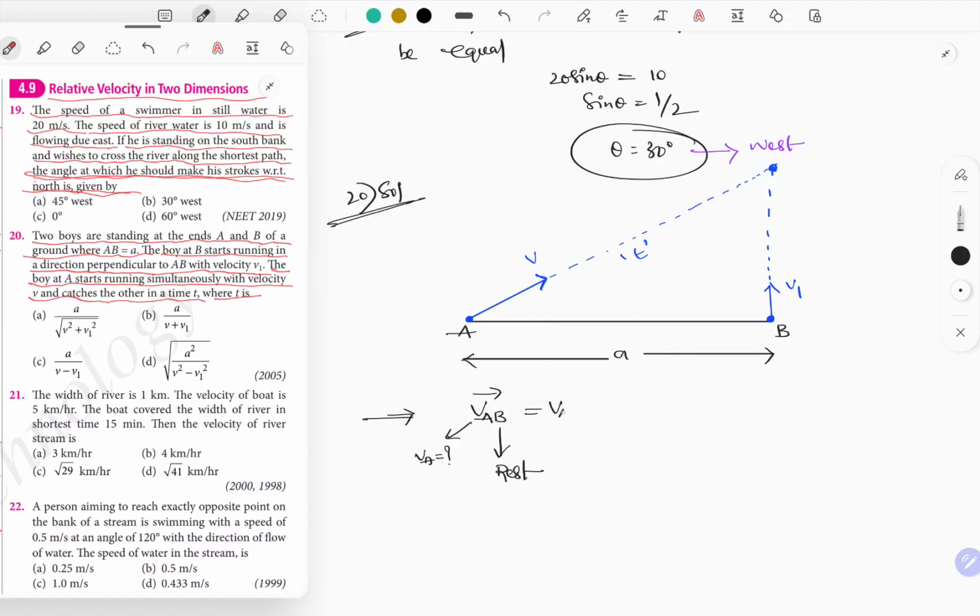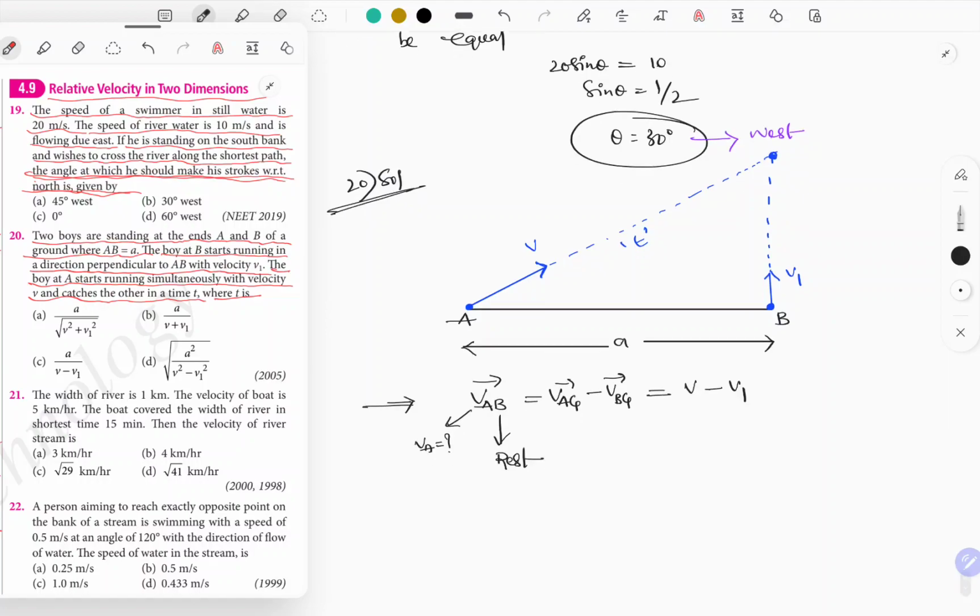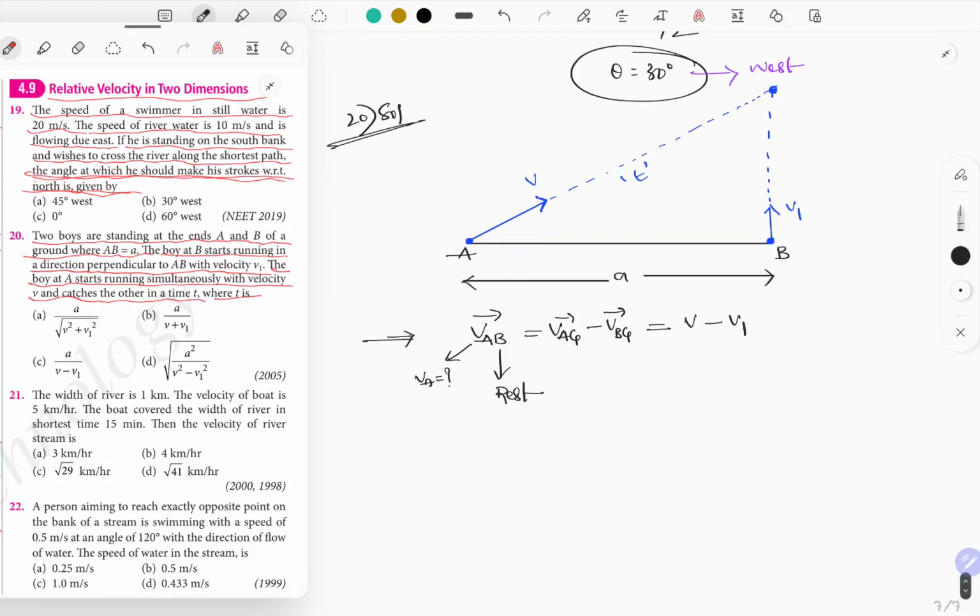So what's the formula? Velocity of A with respect to ground minus velocity of B with respect to ground. This is how we have to represent. So what is velocity of A with respect to ground? Did they give any components? No. The velocities they have given, position A and position B, are v and v1. Now what is the question that I have to find out? I have to find out time taken. So what is the distance of separation between these two people? Distance of separation between them is d.